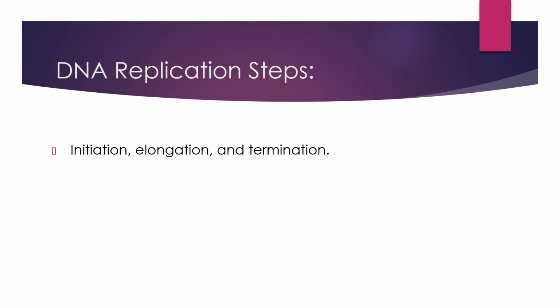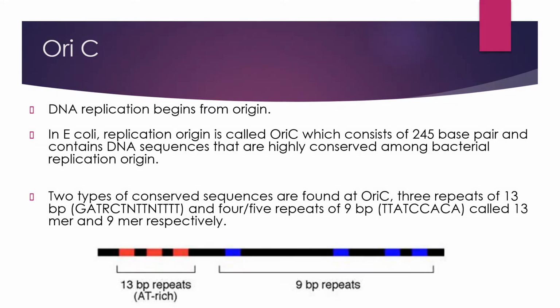So what are the basic steps of DNA replication? There are three basic steps, whether it is eukaryote or prokaryote. First is initiation, then elongation, and then termination. Starting with initiation, the site of origin of DNA replication, especially in E. coli, is called OriC.